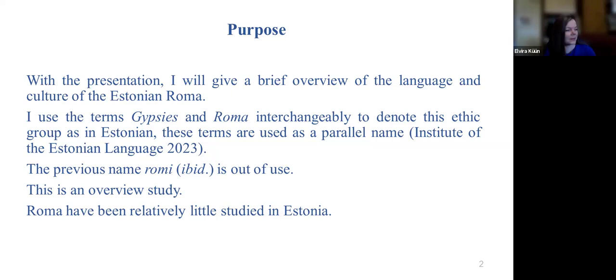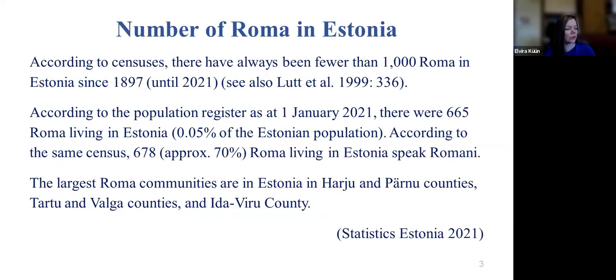Rahvaloenduste põhjal on romasid Eestis olnud alates aastast 1897 kuni 2021 alati vähem kui 1000 inimest. Rahvastikuregistri andmetel elab Eestis 665 roma, ehk 0,05% Eesti rahvastikust. Need on ametlikud andmed. 2021. aasta rahvaloenduse põhjal elab Eestis 678 romat, neist 70% räägib mustlaskeelt. Romade kõige suuremad kogukonnad on Harju- ja Pärnumaal, Tartu- ja Valgamaal ning Ida-Virumaal.